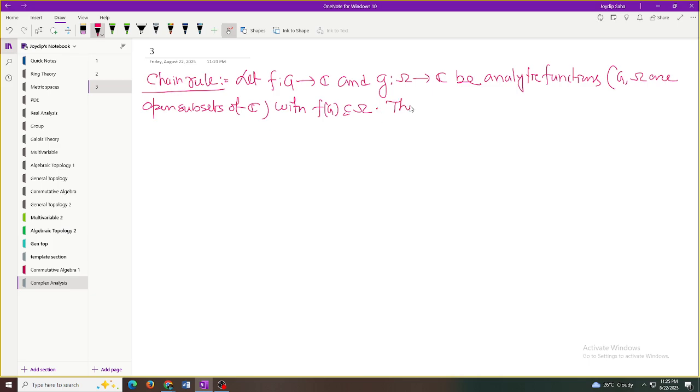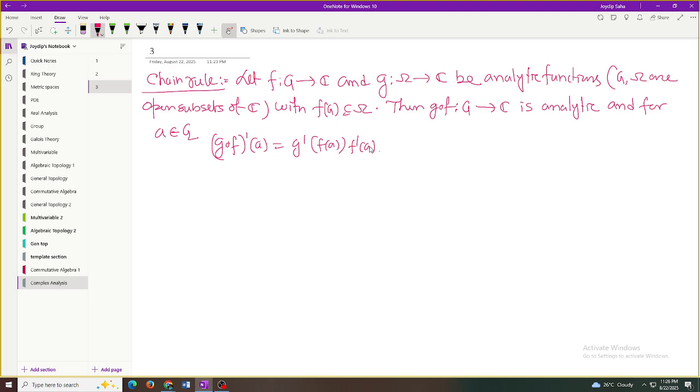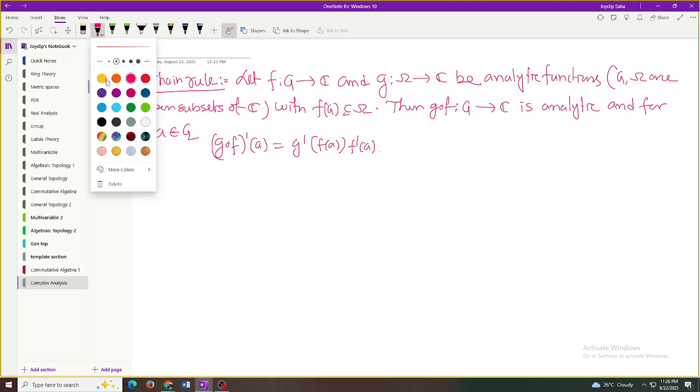Then g compose f from G to C is analytic, and for a belonging to G, (g compose f) dash a equals g dash of f(a) times f dash a. Okay, the proof is very simple.